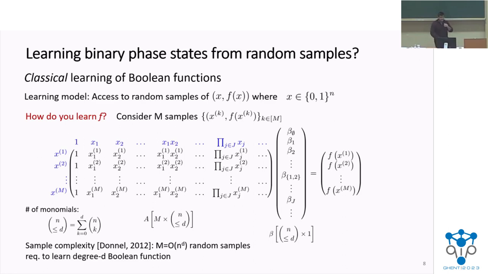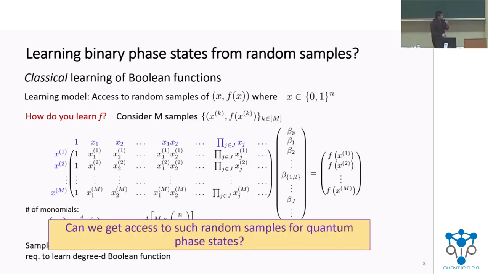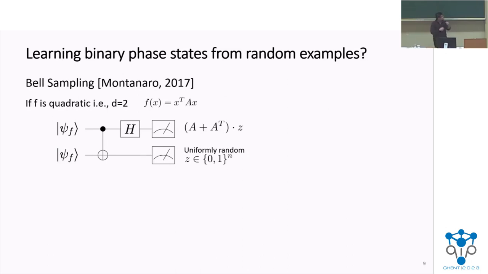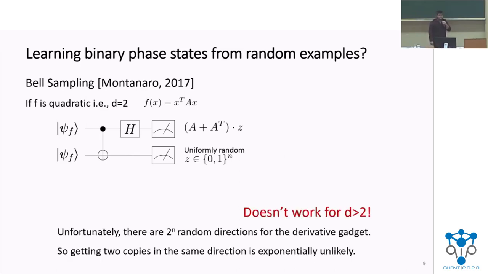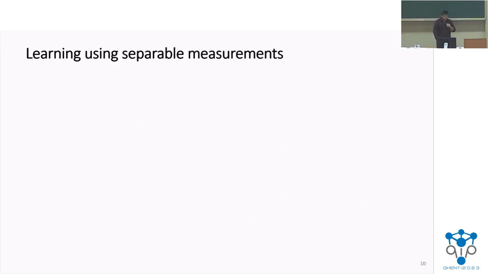So could we do something of this sort? Can we get access to such random samples for quantum phase states? It turns out this is pretty hard to extract, but maybe we can do something like what Bell sampling did, where we had access to derivatives in some random direction. But this kind of method doesn't work for d greater than 2, mainly because there are 2 to the n random directions that will be chosen by this derivative gadget, and getting any two copies in the same direction is exponentially unlikely.